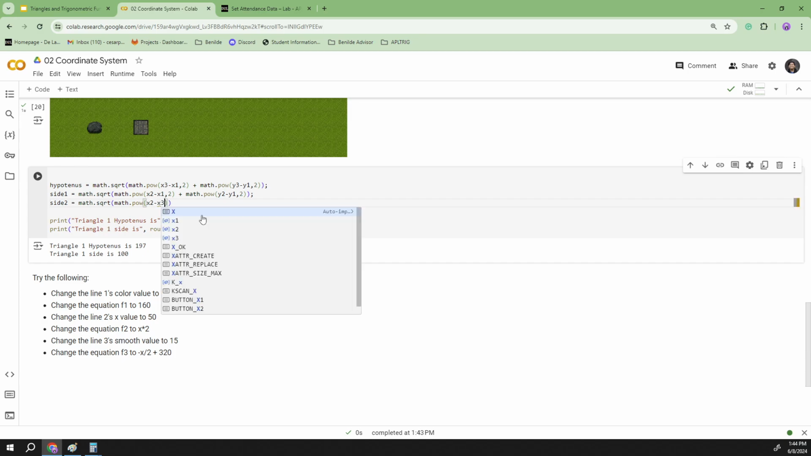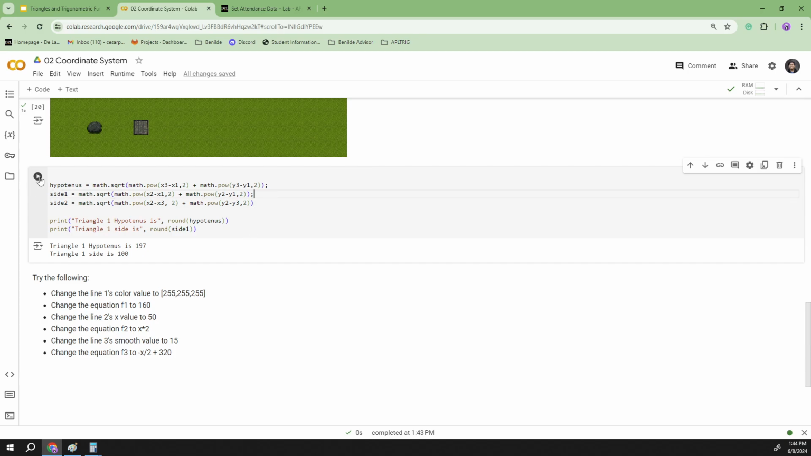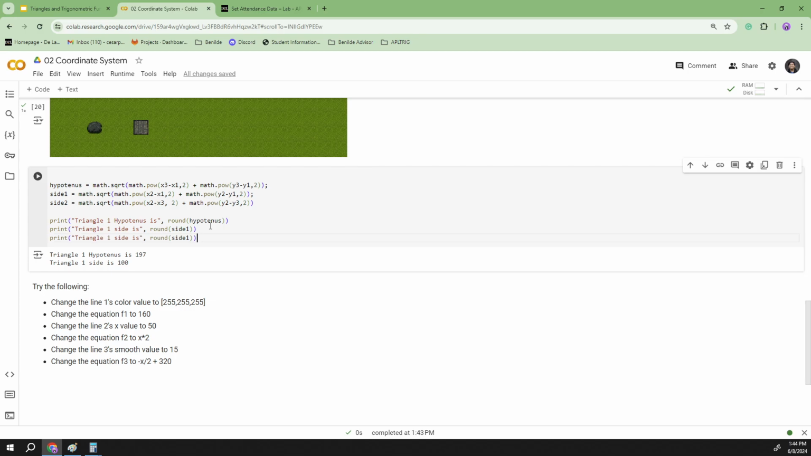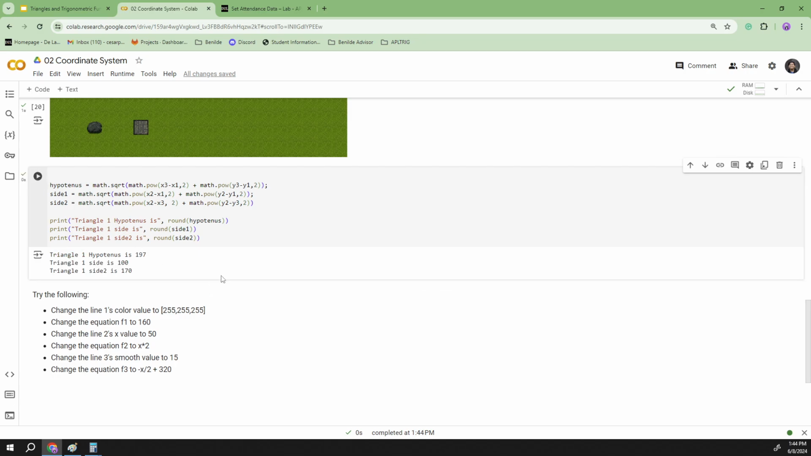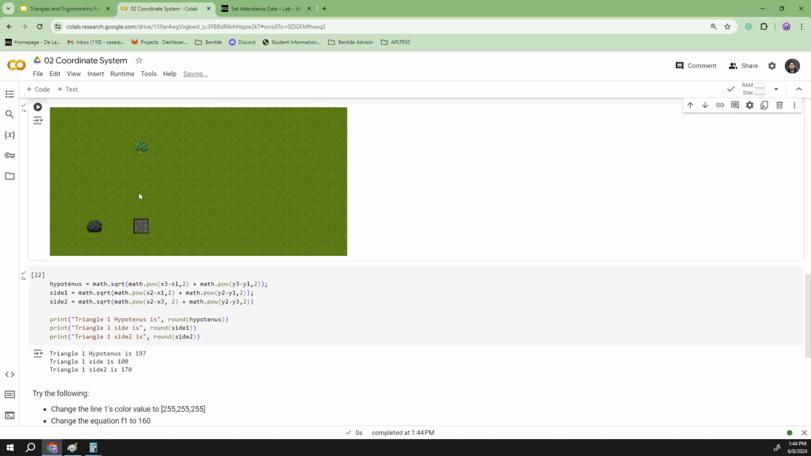x2, x3, and then y2, y3 squared. So the triangle side 2 would be 170. So check natin. x2 and x3, minus it together, 0, 250 minus 80 would be 170. Okay, so that is your right angle right here. Hence, itong si hypotenuse would be 197.